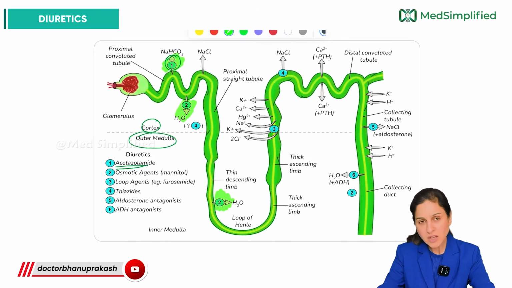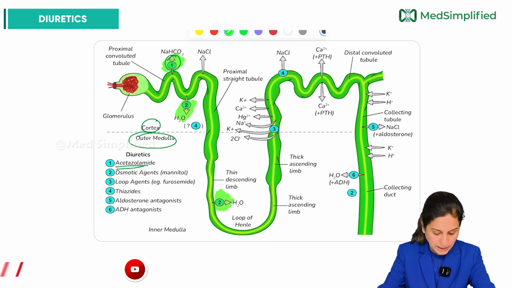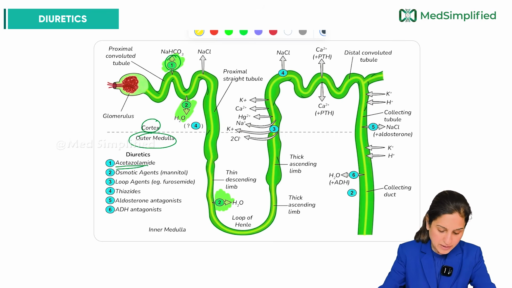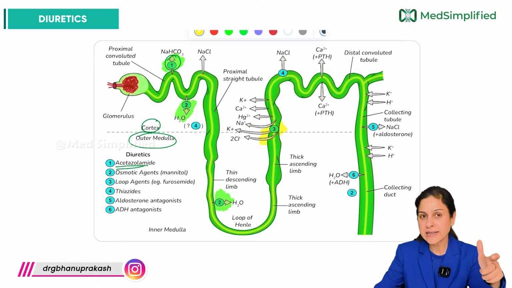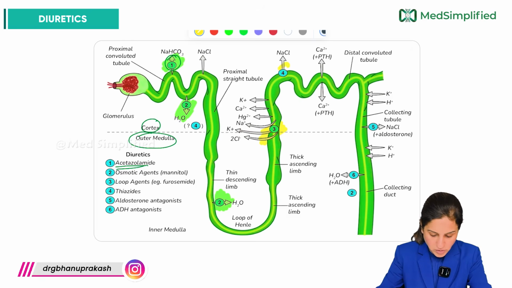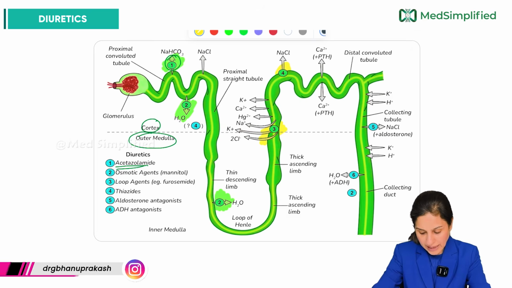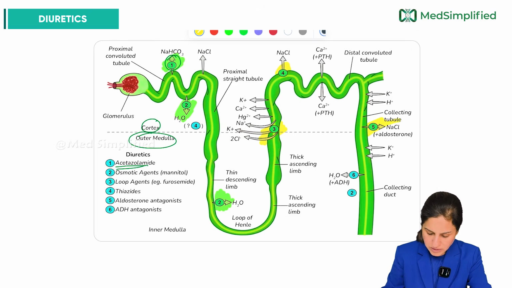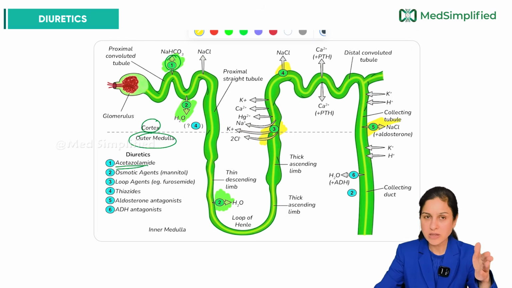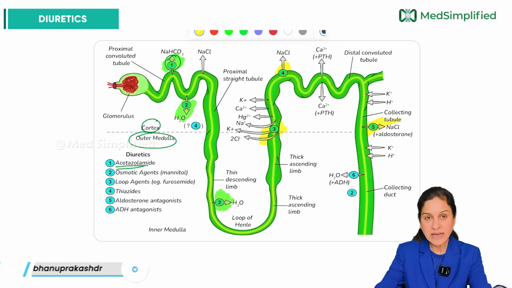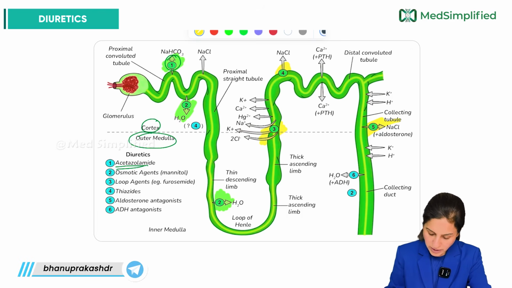So they act here as well as on the PCT. Loop diuretics, as the name suggests, act at the level of the thick ascending limb of the loop of Henle. Thiazides act on the distal convoluted tubule, and then we have the potassium sparing diuretics which act on the collecting tubule. Then we have the ADH antagonists, which also work at the level of the collecting tubule.